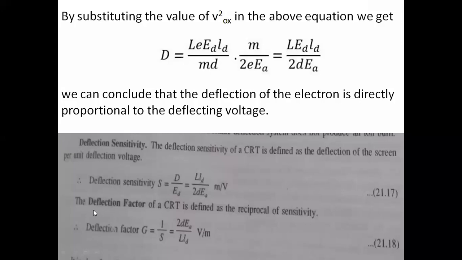Another one is the deflection factor. The deflection factor of a CRT is defined as the reciprocal of the deflection sensitivity. So deflection factor G equals 1 by S, the inverse of this one. We get it in terms of volts per meter.